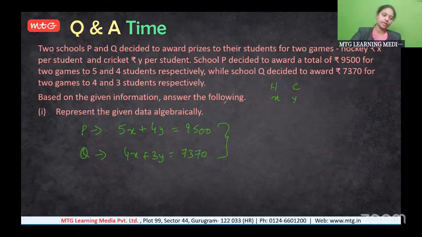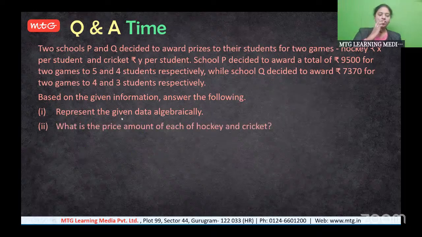Now, your second question for the same case is like this. What is the prize amount of each of hockey and cricket? That is, you have to find the X and Y values by solving these equations. You can solve it by the substitution method or the elimination method, whatever method you want. You have to find the values of X and Y.